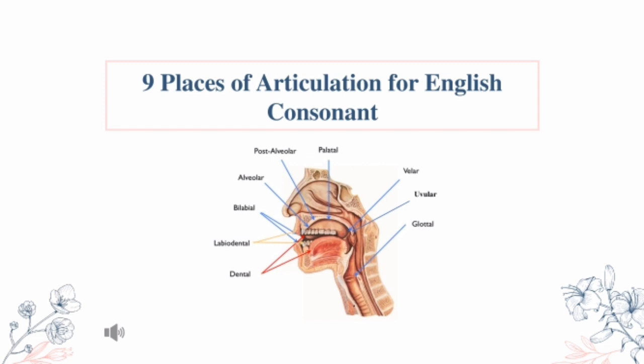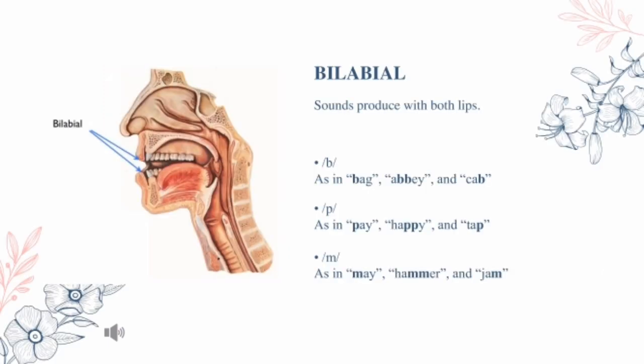There are 9 places of articulation for English consonants. The first one is bilabial. It's both lips coming together and creating a sound. The sounds that are created with both lips are b, as in bake, Abby, cap; p, as in pay, happy, tap; and m, as in may, hammer, jam.